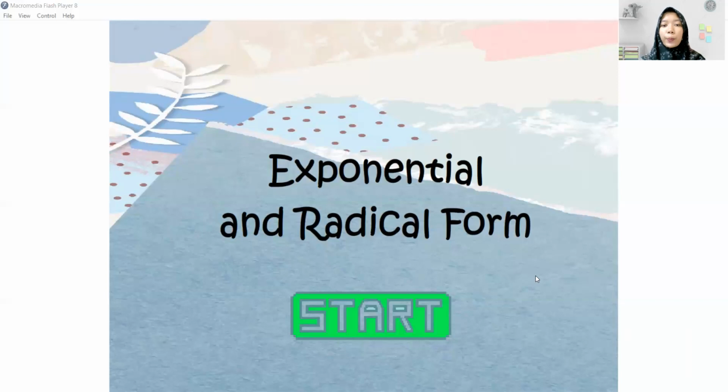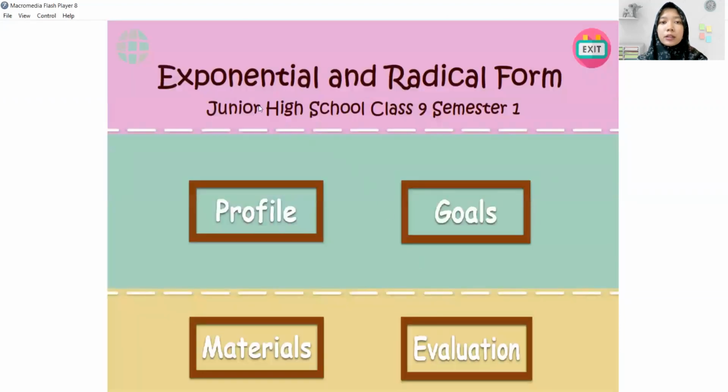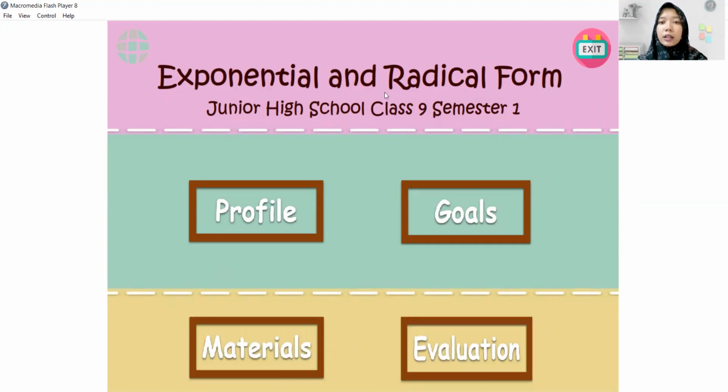I take the topic about exponential and radical form. In the beginning, students can click the start button to start the learning process. In this menu, there are profile, goals, materials, and evaluation. Exponential and radical form for junior high school class 9 semester 1. In this main menu, I also give the direction or instruction button.